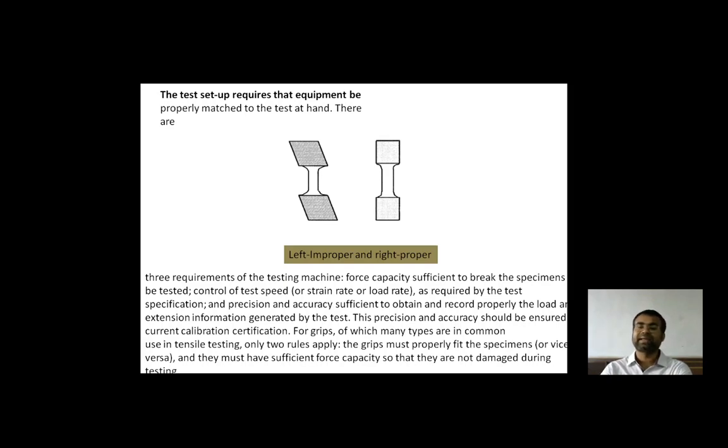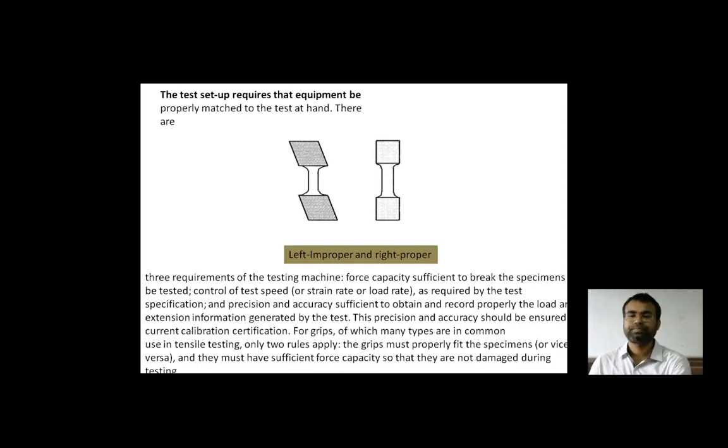So, for grips of which type are commonly used in tensile testing, only two rules apply: the grip must properly fit the specimen, as we discussed, for the various kinds of thickness and shape of the material, we define various kinds of grips, and that is why it is very important. And they must have sufficient force capacity so that they are not damaged during the testing. So these things are to be precise, and that is how the ASTM standard is defined, and that is how it is to be worked.